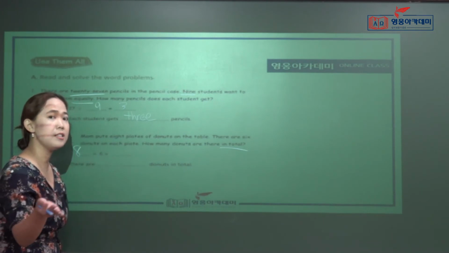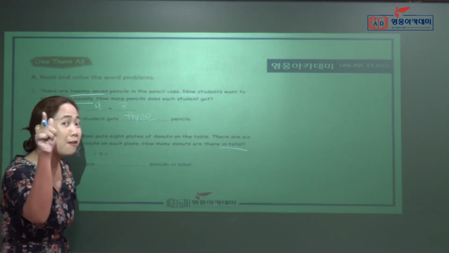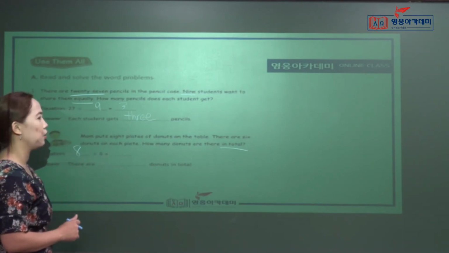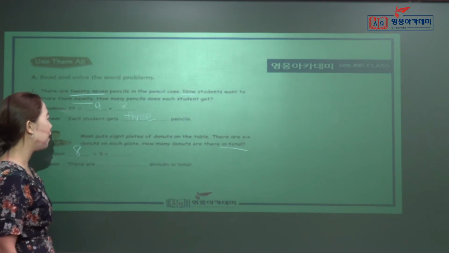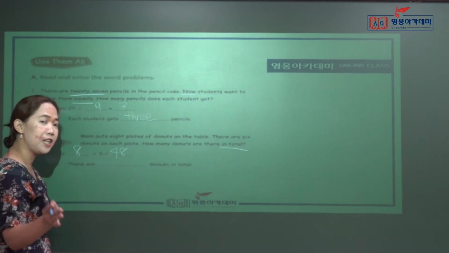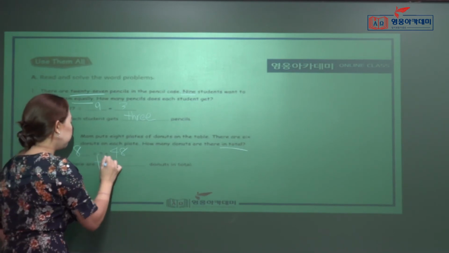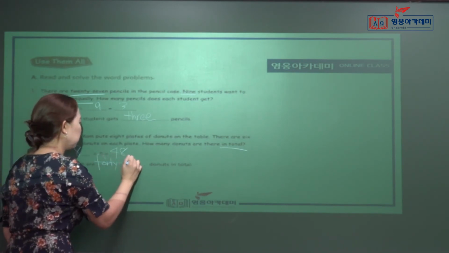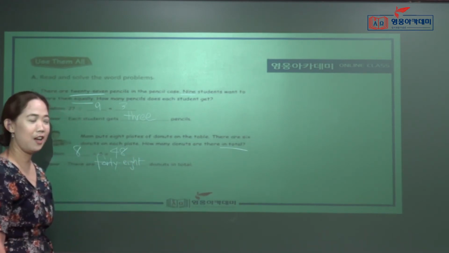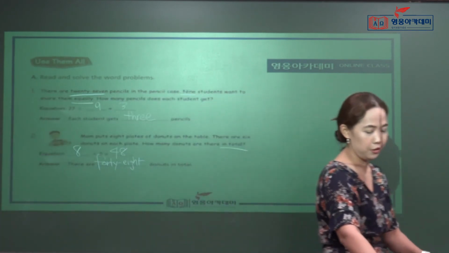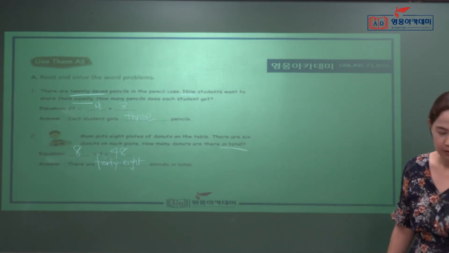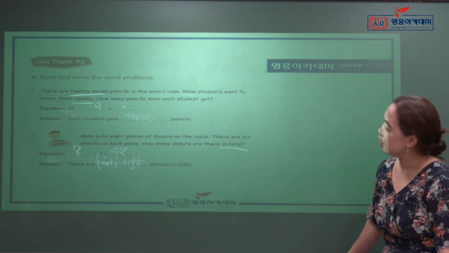In total, so it is multiplication or division? Multiplication. So 8 times 6 is, what's the answer? Good job. Okay, 8 times 6 is 48. So to write your complete sentence, there are 48 donuts in total. Okay, there are 48 donuts in total.